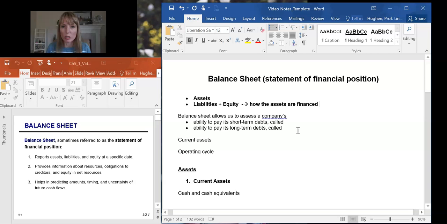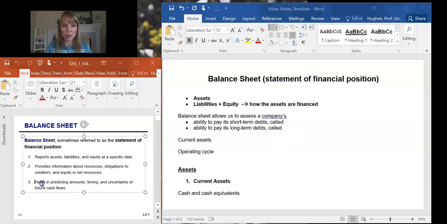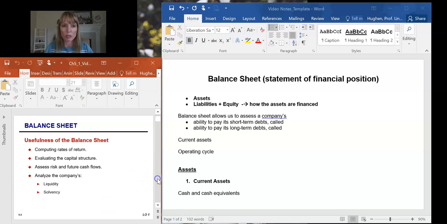So what are the main uses for the balance sheet? Well, one of them, of course, is listed out here on the PowerPoint slide. Just like the income statement, the balance sheet is used in conjunction with the income statement, helping the investors and any other users predict the amounts, timing, and uncertainty of the company's future cash flows.